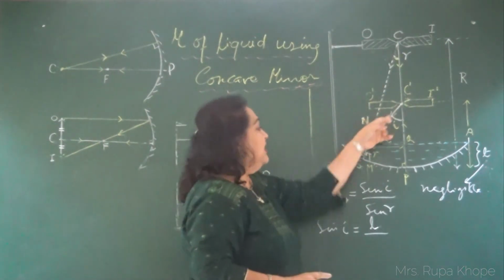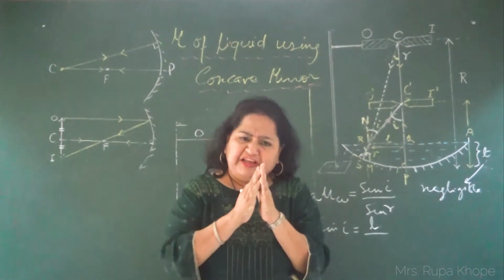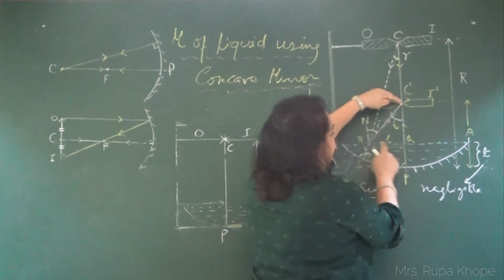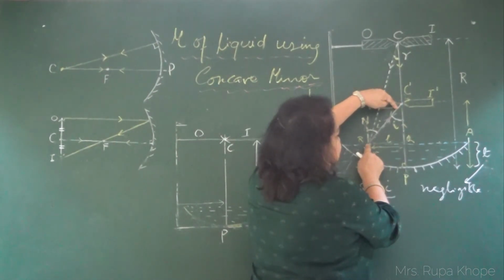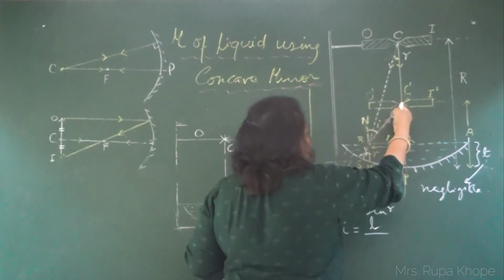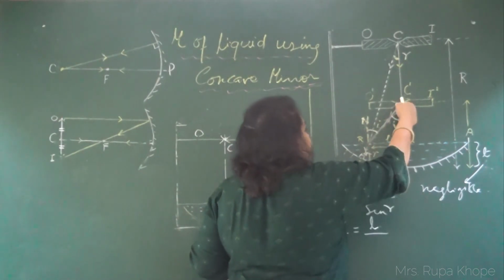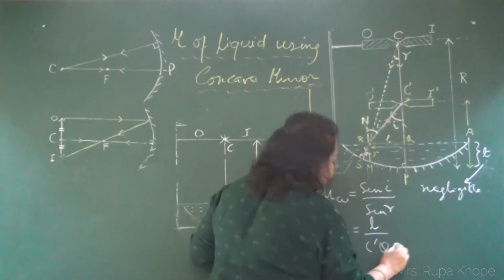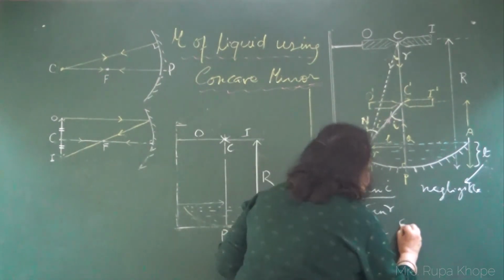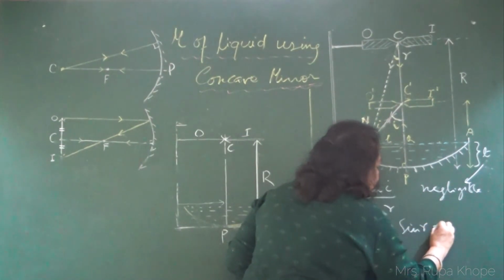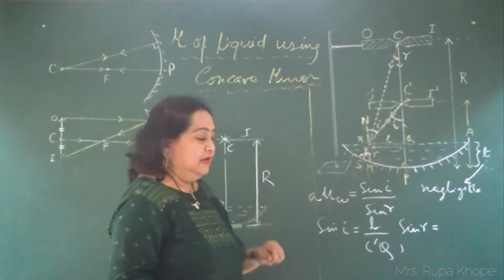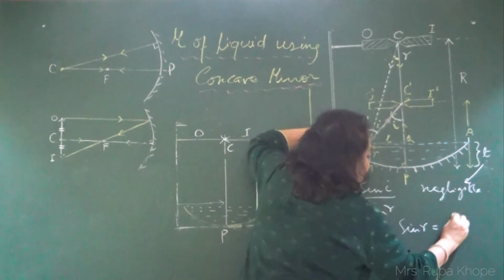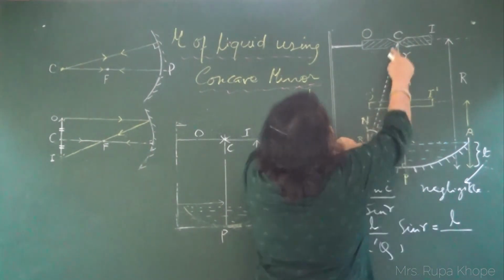Remember, these rays are almost paraxial. They are very close to each other. So this distance and this distance are the same. So instead of calling it RC dash, I'll call it C dash Q. This is sine I. What is sine R? Can anyone tell me what is sine R? Yeah, you are right. Sine R is the opposite side, that is L, upon this distance.